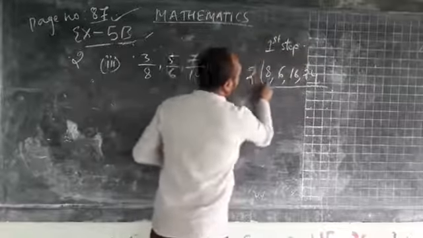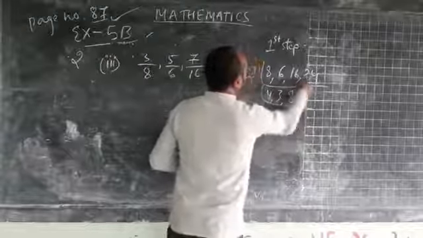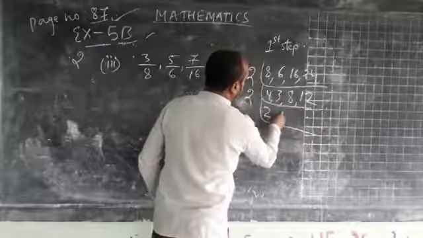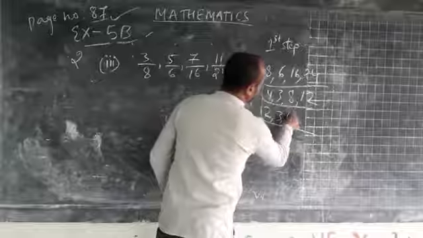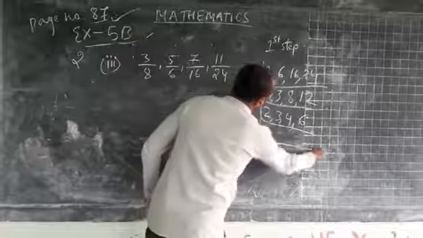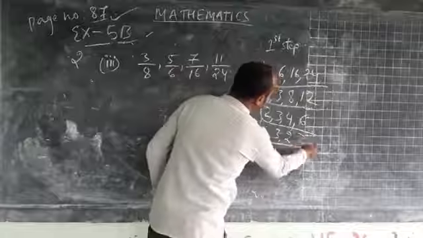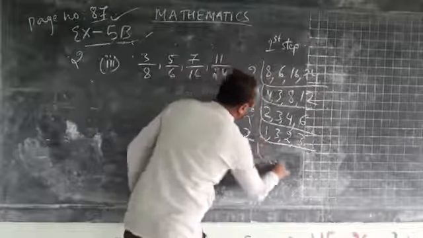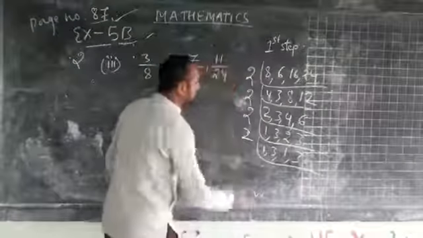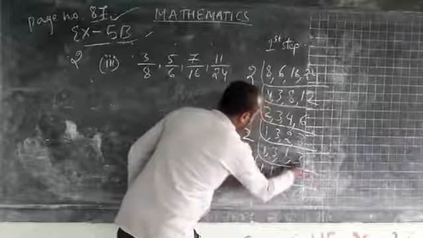Now with 2: 2 4s are 8, 2 3s are 6, 2 8s are 16, 2 12s are 24. Again if you take it by 2, then 2 2s are 4, 3 will remain as it is, 2 4s are 8, 2 6s are 12. Again it will go by 2, so 2 1s are 2, 3 will remain as it is, 2 2s are 4, 2 3s are 6. Now again it will go by 2. So 1, 3, 2 1s are 2, 3 will remain as it is. Now with 3: 1, 3 1s are 3, 1, 3 1s are 3.